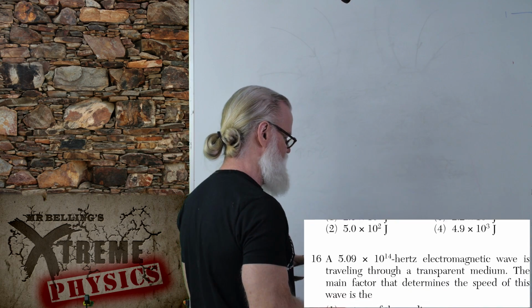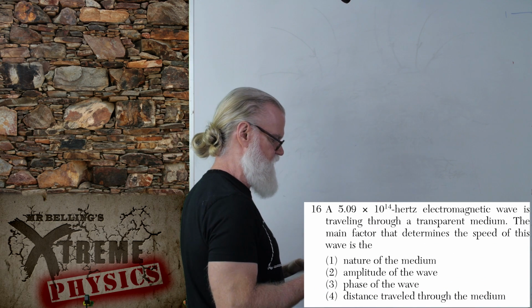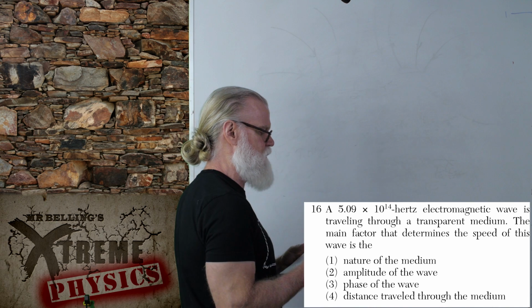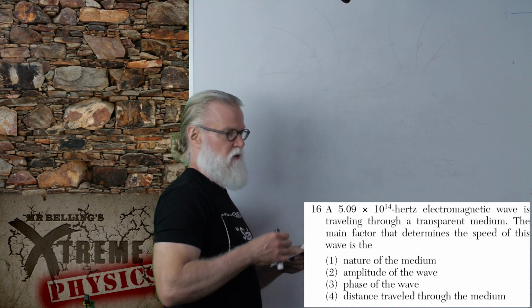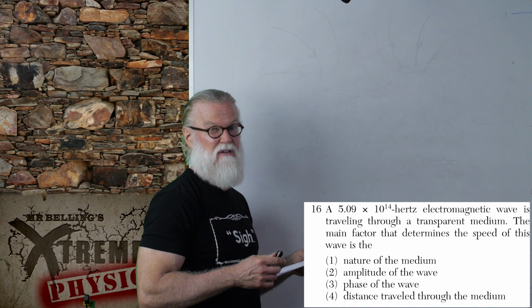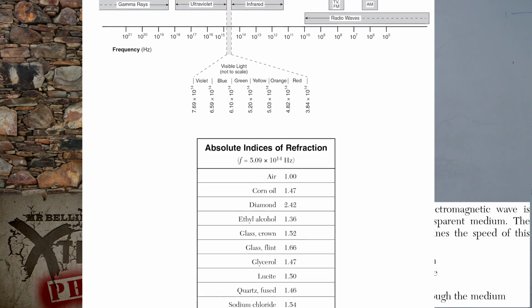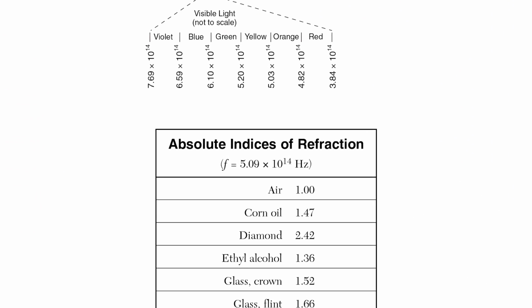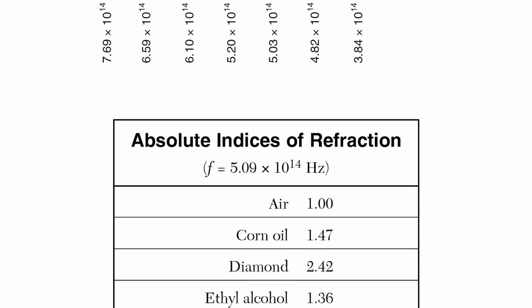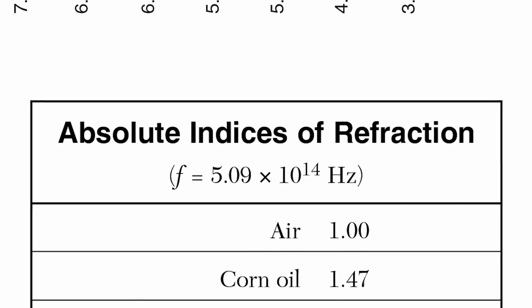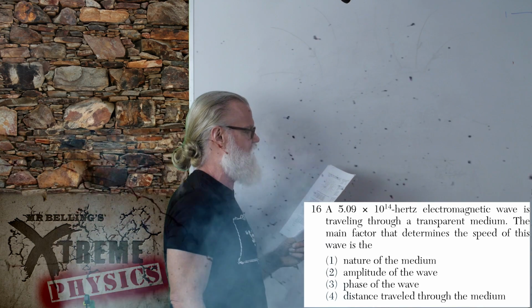A 5.09 times 10 to the 14 hertz electromagnetic wave is traveling through a transparent medium. That seems to be an awfully specific number. I wonder why. Hopefully it looks vaguely familiar. That's awfully familiar. I believe you look at your reference table. That's our favorite flavor of yellow. I bet we have an index of refraction for that.